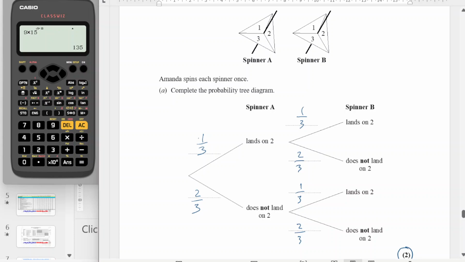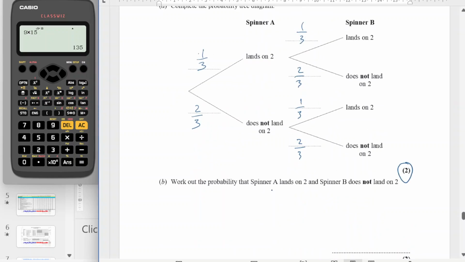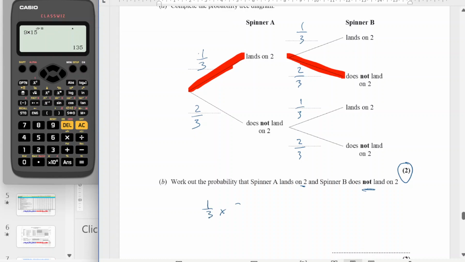Okay, so in my mind, one of the easiest 2 marks on the paper. Then work out the probability that spinner A lands on a 2 and spinner B does not land on a 2. So I'm after a specific branch of this tree. Lands on a 2, does not land on a 2. So this is the branch that I'm after. So the probability of that branch then is going to be 1/3 times 2/3, which would give me 2 out of 9.